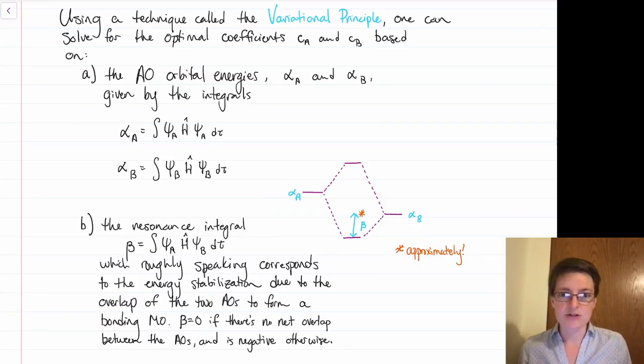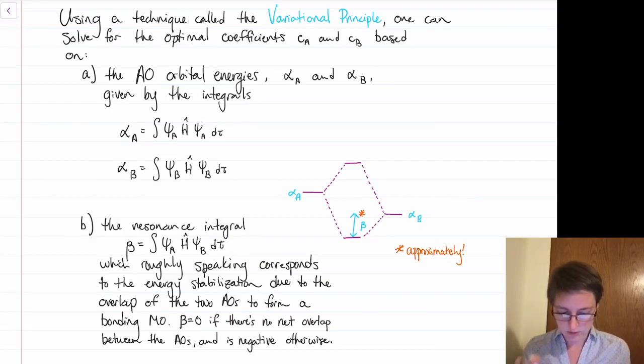In this discussion, so that it uses the same notation as Atkins, instead of calling these E sub A and E sub B, I'm going to start to use the language alpha sub A and alpha sub B to talk about these orbital energies. Both alpha A and alpha B have overlap integral style expressions that you can define mathematically precisely, but for our purposes, these are just our orbital energies for our atomic orbitals that we're used to.